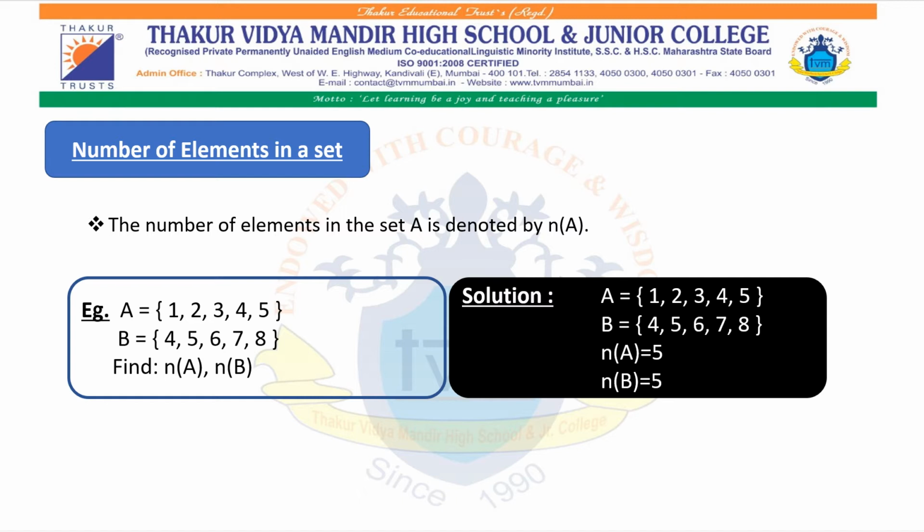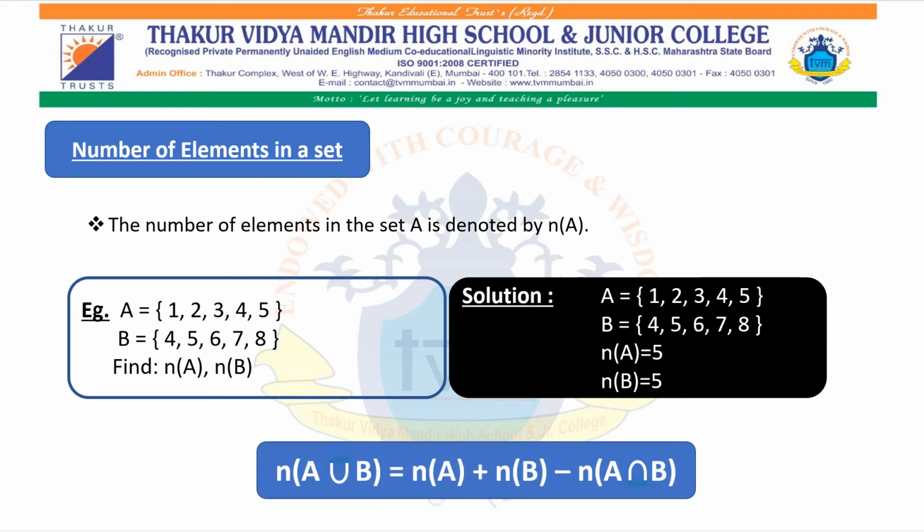Now we have studied the union of sets, the intersection of sets, and the number of elements in a set. With the help of this, we can derive a formula: the number of elements in A union B is equal to the number of elements in A plus the number of elements in B minus the number of elements in A intersection B.